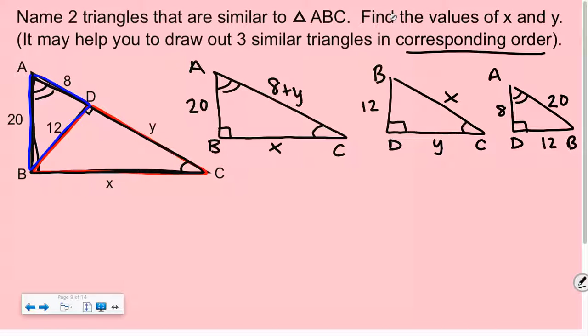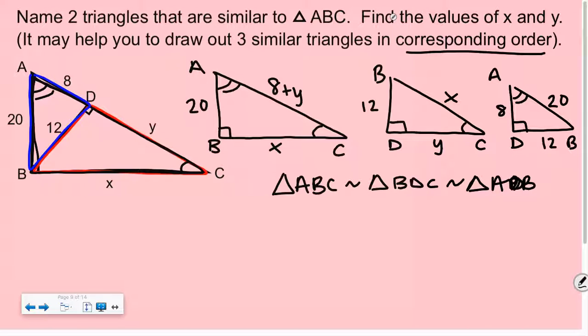Okay, so what we've done is redrawn our triangles so that they're similar, and we've drawn the corresponding parts in the same areas. We're supposed to name 2 triangles that are similar to ABC. We're going to write an extended similarity statement. So triangle ABC is similar to triangle BDC, because everything is lined up already, which is similar to triangle ADB. Okay, there's your similarity statement.